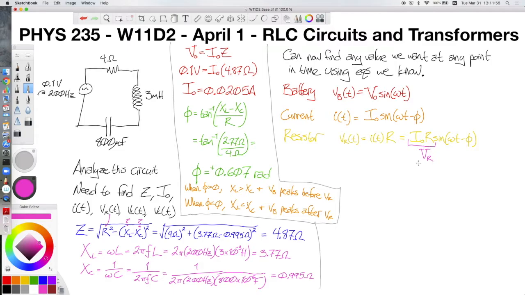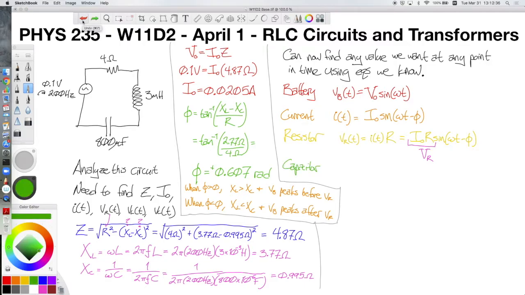So capital V sub R is the vector that rotates on our phasor diagram, and this sine of omega t minus phi defines its rotation, and then that gives you the y component of that vector, or the value at any given point in time.